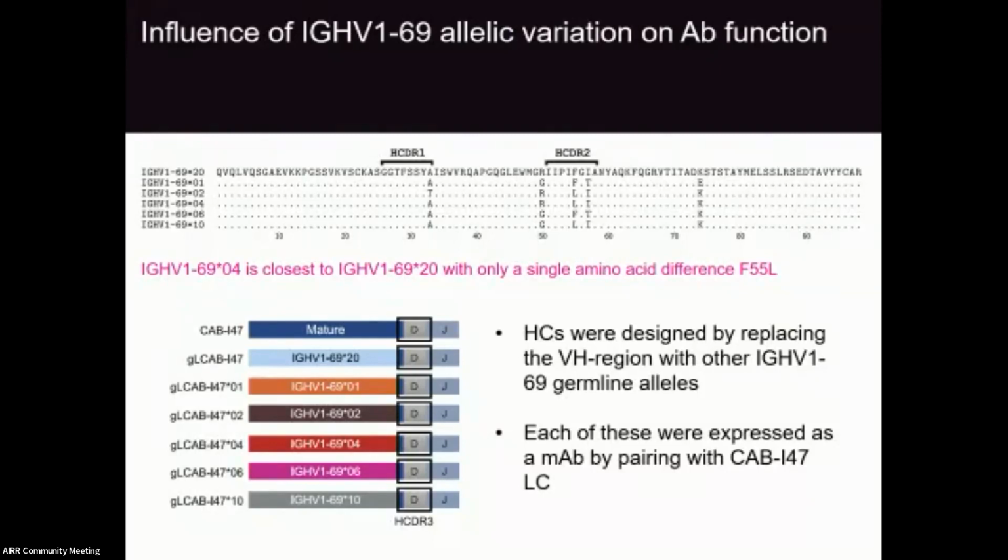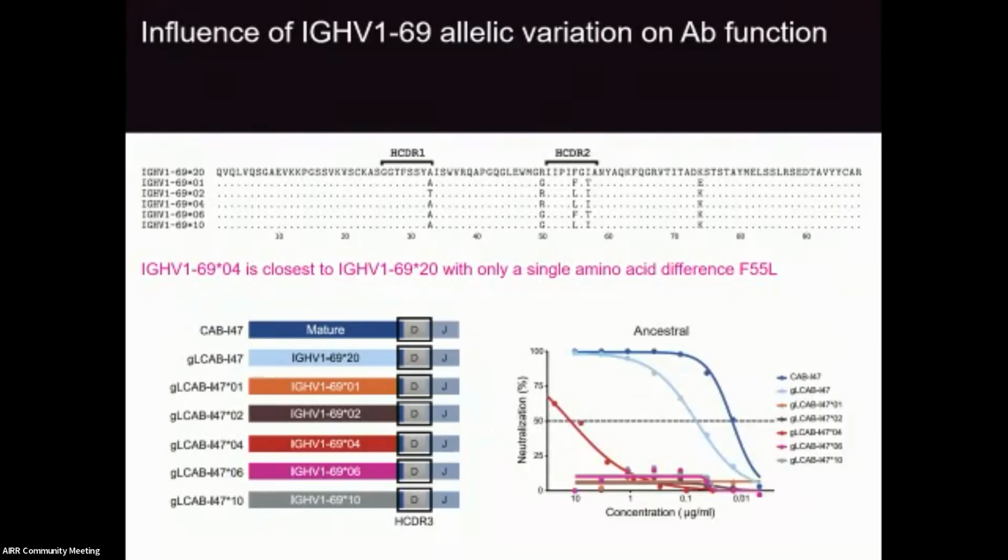So having replaced the heavy chain with all of these different alleles, we expressed them, and we asked how were they neutralizing now? Again, you see the mature natural antibody in dark blue, and the germline-reverted to star 20 in light blue. The one that was reverted to 04, which only has that one single polymorphism, really lost activity. So it really shows how that one residue made a huge impact on this antibody. And the other ones had no activity. So it's very clear that even a single polymorphism can make a difference in terms of how potent your antibody will be.